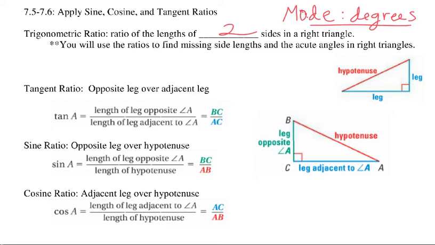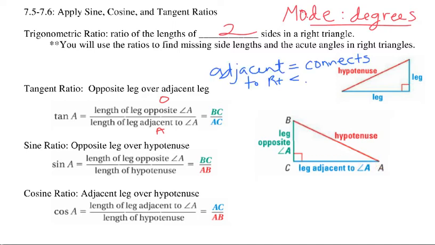The first one is tangent, and it's the opposite over adjacent, or you can think of O over A as a quick abbreviation of that. If we're talking about angle A right here, the side that's opposite angle A is this green one. The side that's adjacent, so adjacent is next to or connects it to the right angle.